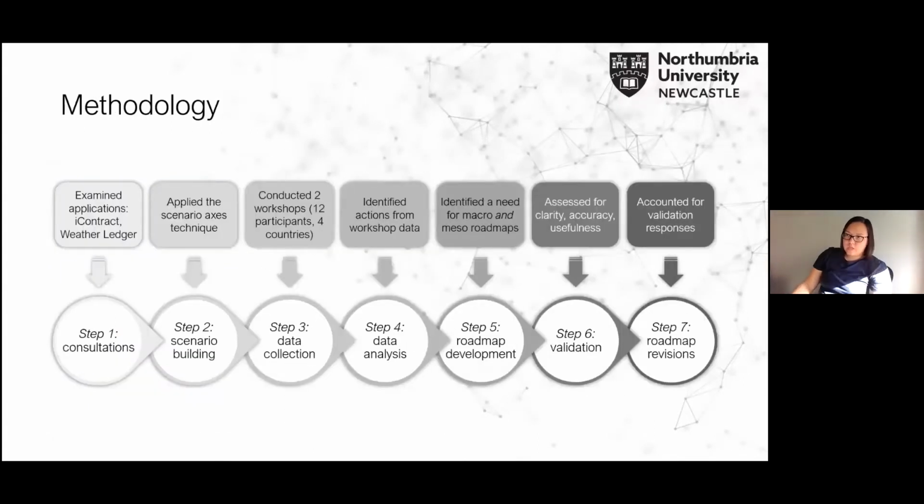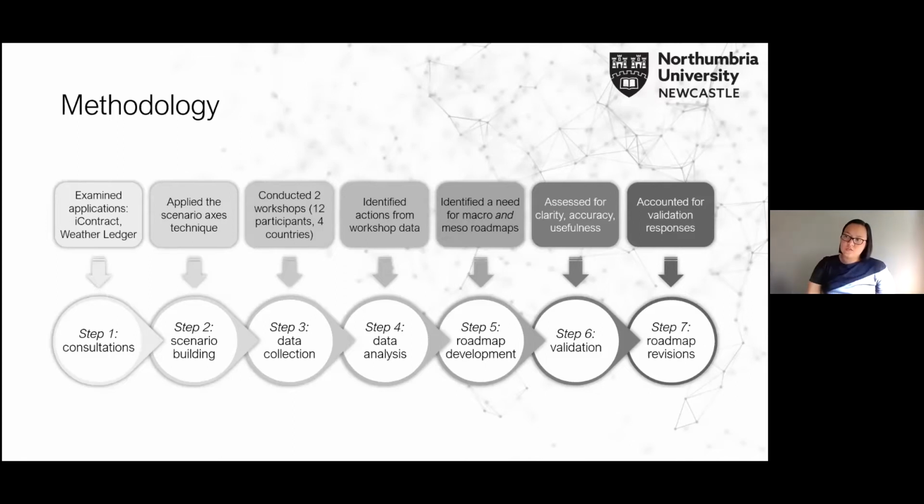So quickly, just to explain the methodology. To come up with these roadmaps, I ran a couple of workshops, and the way I did that was to engage with 2 applications that are in development for construction. The first is the iContract, which is looking at automating the construction contract, and the Weather Ledger, which is automating weather compensation events. So I held initial consultations with the application owners just to understand a bit more about the state of the applications, what the objectives were, and then I looked at applying the scenario axis technique, which I'll talk through on the next slide.